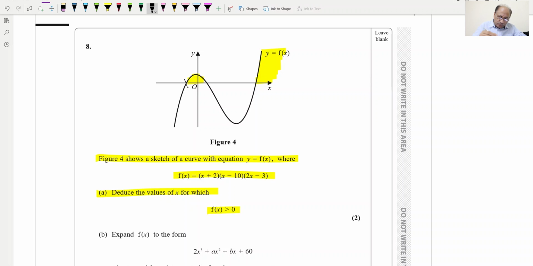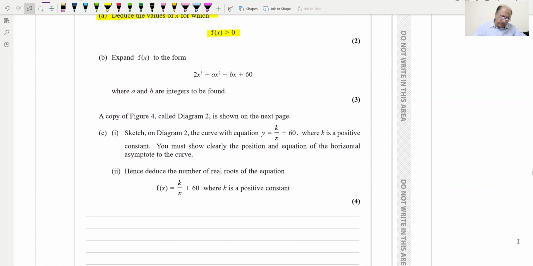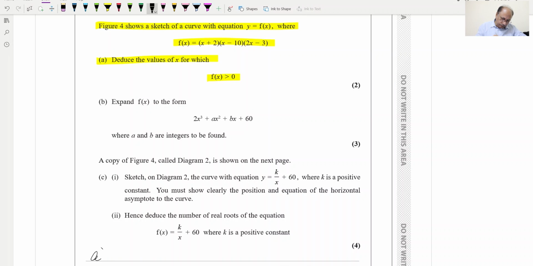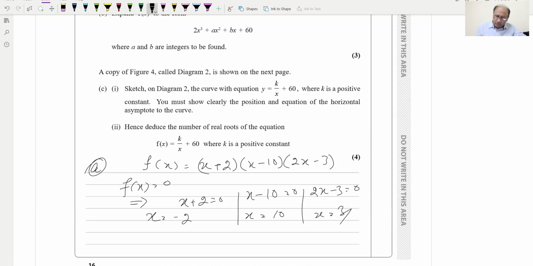So now if we write f of x, I will see the equation also. For part a, we can write f of x is equal to x plus 2 and x minus 10 and 2x minus 3. Now if we check the points, basically what will be the points? It will be f of x is equal to 0. This implies x plus 2 is equal to 0, or x minus 10 is equal to 0, or 2x minus 3 is equal to 0, and x will be equal to minus 2, x is equal to 10, and x will be equal to 3 by 2.